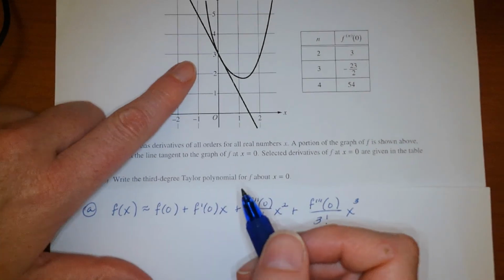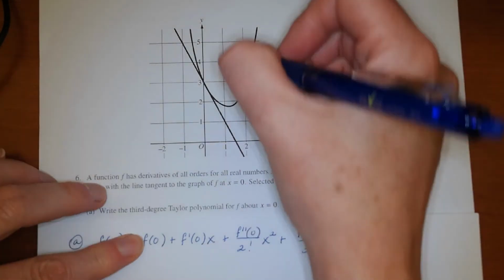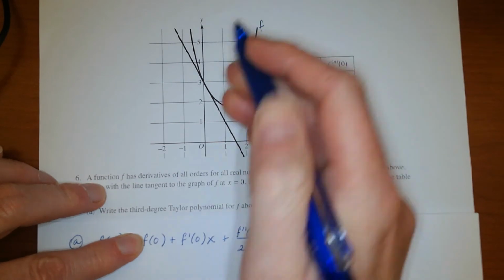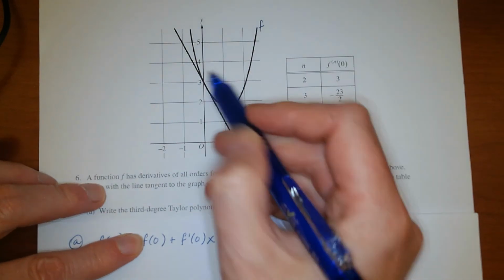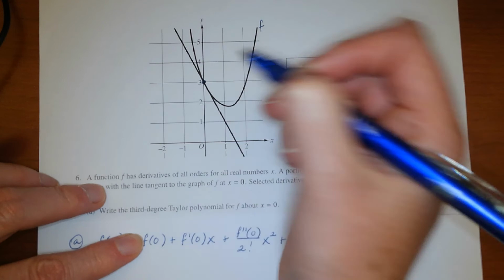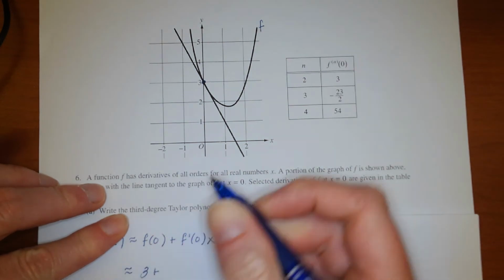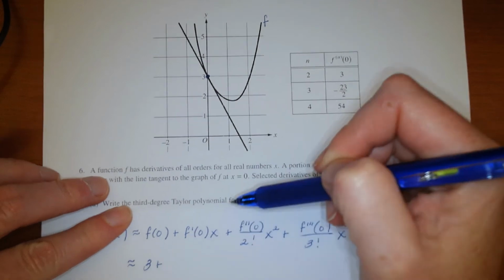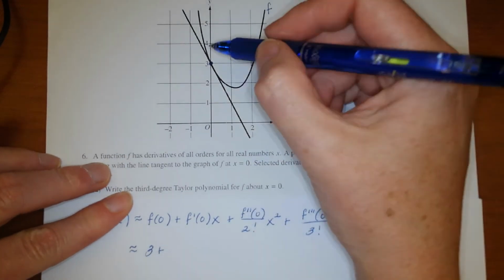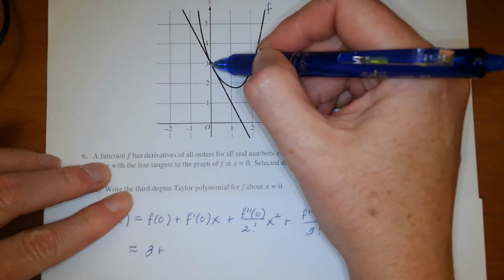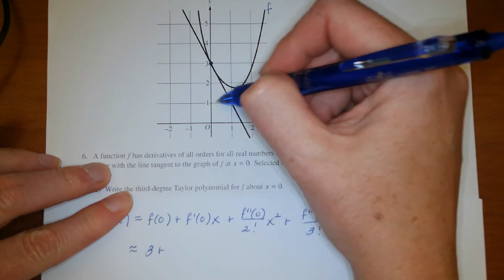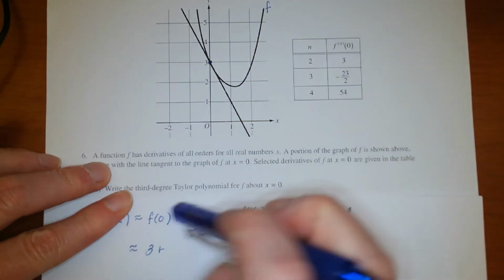So we can use the graph to get f of 0, since they said this is f. And so f of 0 looks like it would be 3. We can also use the graph to get f prime of 0, since they gave you the tangent line here. So f prime of 0 would be, looks like down 2 to the right 1, so it would be negative 2.